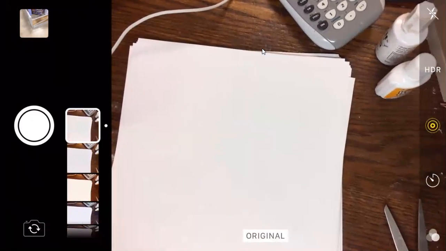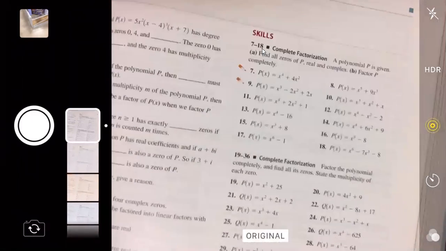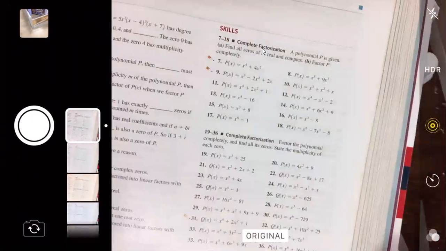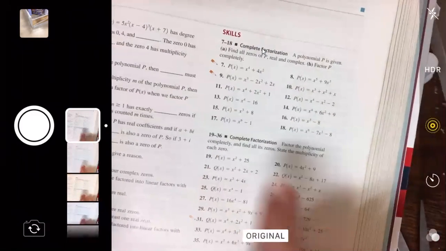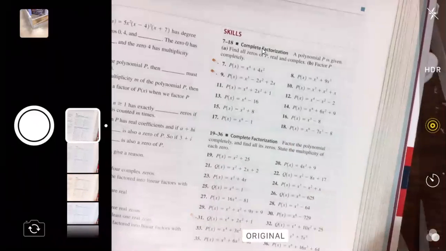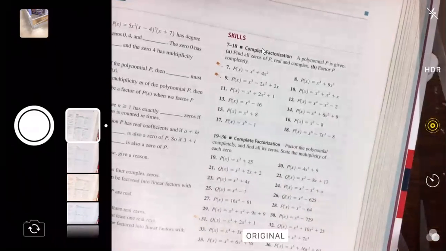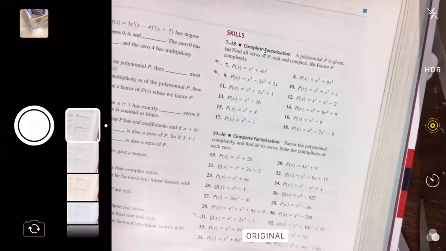3.5 starts right here. On this page, they basically all factor. Notice they want you to factor the polynomial, find all its zeros, and state the multiplicity of each zero. That's the power of it. They all factor. On the next page, they don't. So on these, we can factor. We can pick one like 29.